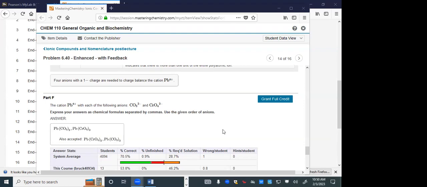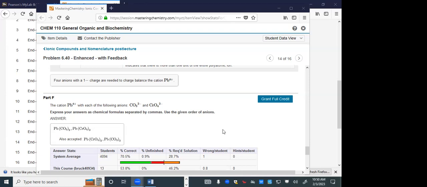And carbonate. Or chromate. And so if you cross the charges, you would get Pb2CO3 taken four times. This was something that we touched on yesterday.